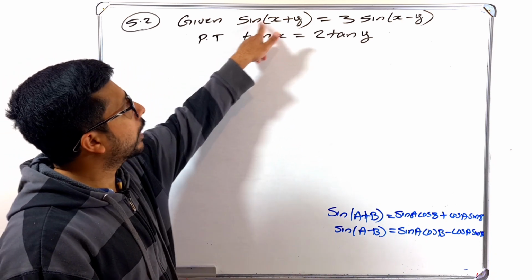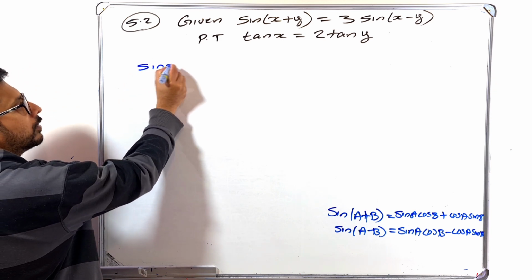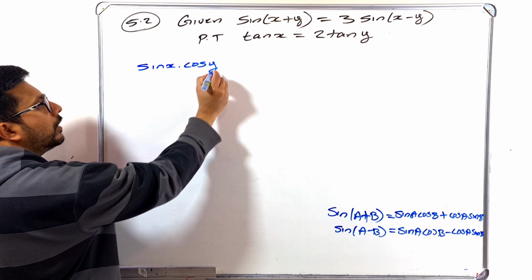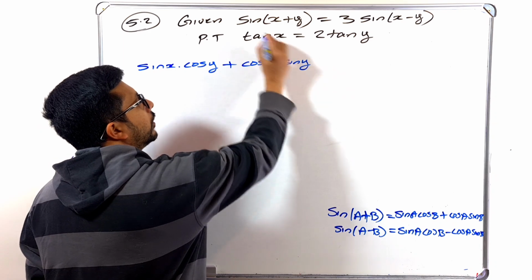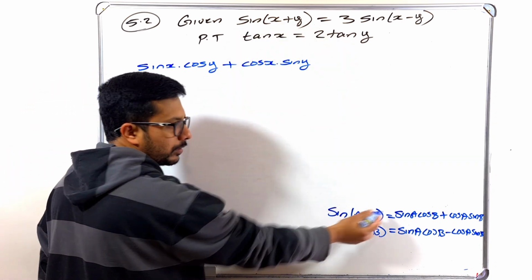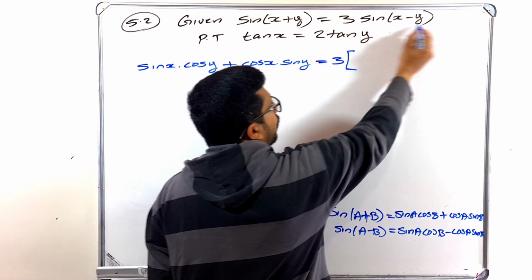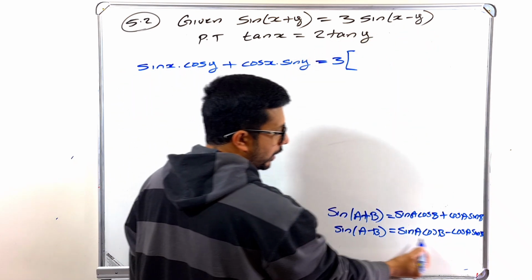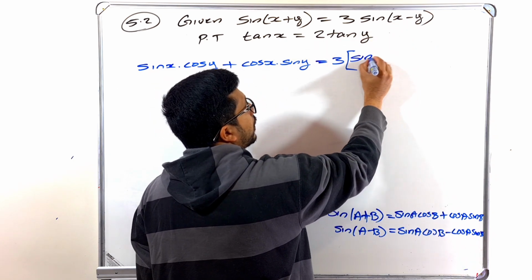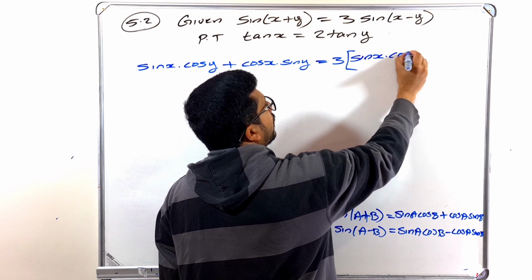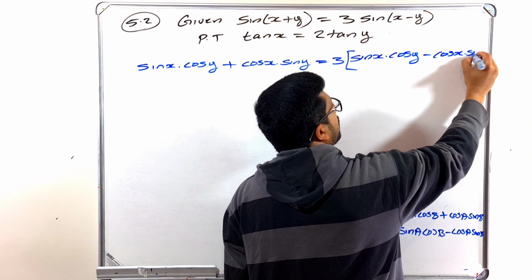Okay, so similarly this sine of x plus y, I am going to expand: sin x cos y plus cos x sin y. Then it is equal to 3 into sine of x minus y. Sine a minus b is sine a cos b minus cos a sin b. Here it is x minus y, so it is sin x cos y, the only difference is here it is minus, then cos x sin y.